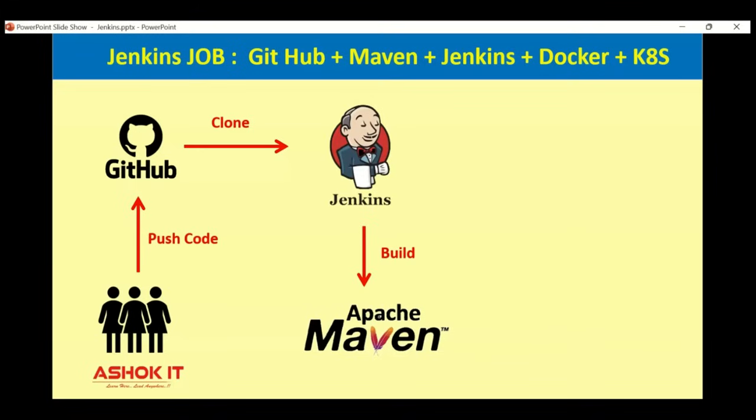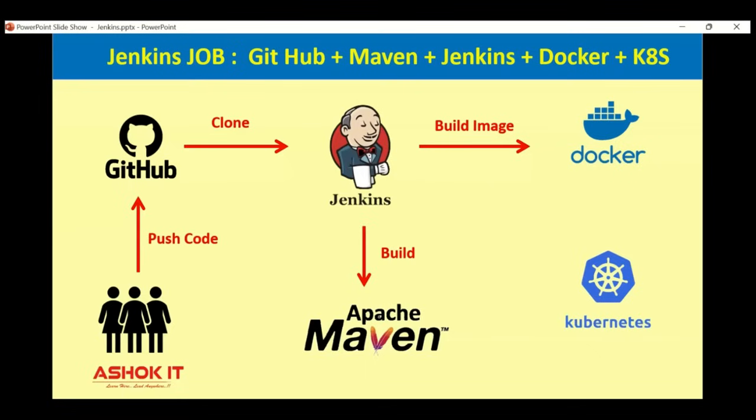Once the Maven package is completed, we need to build a Docker image for our application. Jenkins will communicate with Docker to build the Docker image. Once the Docker image is created, we can deploy that Docker image by using a Kubernetes cluster. So this is what we need to set up. Here, if you observe, we are using GitHub, Maven, Jenkins, Docker, and Kubernetes.